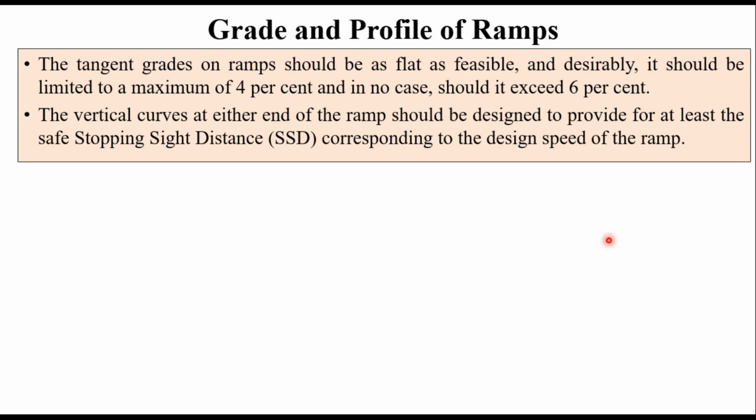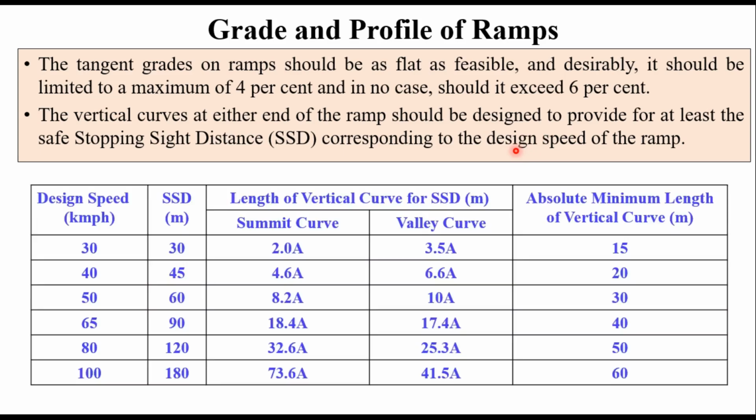The ramp profile usually consists of a section of tangent grade between two vertical curves. The tangent grades on a ramp should be as flat as possible, and desirably should be limited to a maximum of 4%, and in no case should exceed 6%. The vertical curves at either end of the ramp should be designed to provide for at least the safe stopping sight distance corresponding to the design speed of the ramp. And IRC 92 provides some guidelines for safe SSD as well as length of the vertical curve for summit curve and valley curve, and these are the absolute minimum values of vertical curve depending upon the design speed.